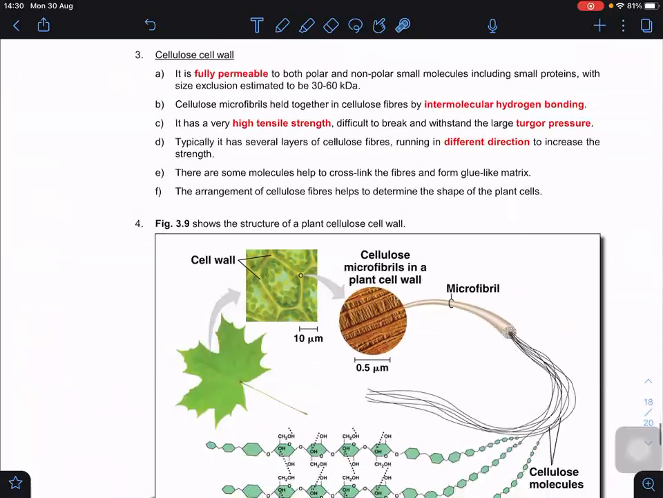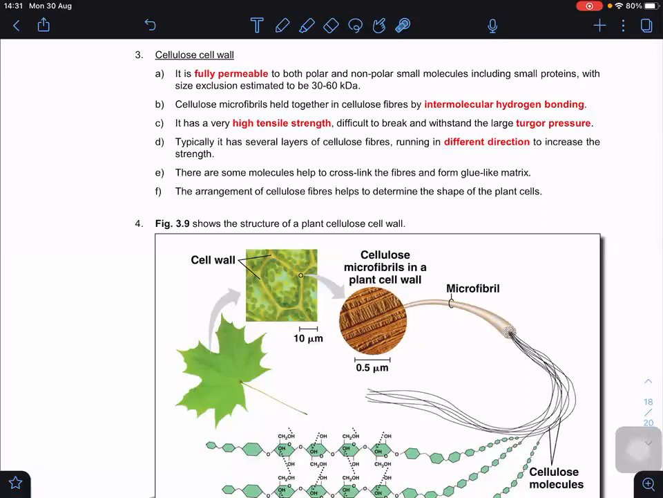So cellulose cell walls, we do learn about this. They are fully permeable. When we use the word fully permeable, we mean permeable to both polar and non-polar small molecules, including small proteins, with a size exclusion estimate of about 30 to 60 kilodalton. So that's the molecular weight, or molecular mass. Okay, compare with the plasma membrane. The plasma membrane is selectively permeable, because it acts as a barrier to block polar hydrophilic particles from passing through.